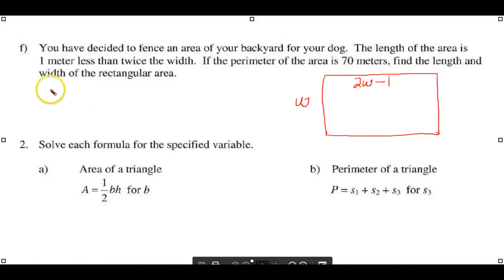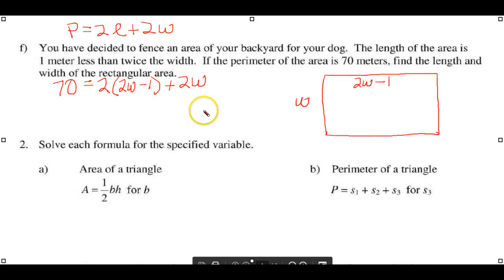So now we're going to use our perimeter formula. I'll put it up here. Now we substitute. We know our perimeter is 70. Now we need 2 times the lengths. Well, what are the lengths? Well, it's 2w minus 1. And we have 2 widths. So there's our formula.